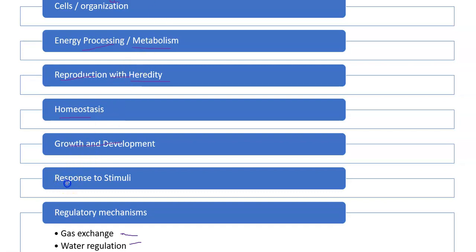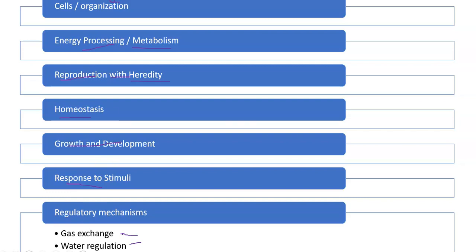A response to stimuli just means that things that are living are aware of what's around them and can react to things that are near them. Now, these don't have to happen instantaneously, right? Like with plants, they will react to the environment around them. When it snows, they will start to go dormant. If it rains, they will increase the rate of photosynthesis.